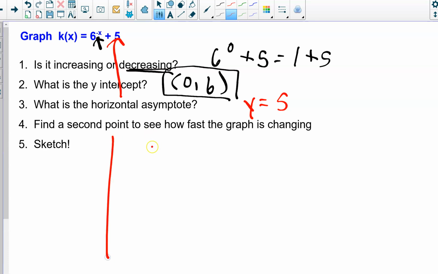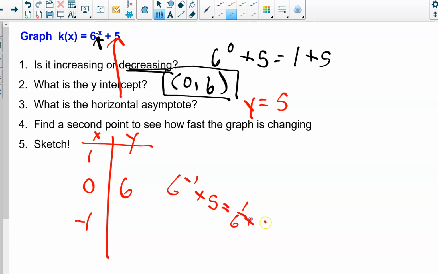And then I'm asking you for 2 other points, and I would use, again, 1, 0, -1. And we already have the 0, 1, so we want to make sure we graph that one. And when x is 1, this would be 6 to the -1, because x is 1, plus 5, which would be 1/6 plus 5, which is 5 and 1/6. So be careful you're able to do that.